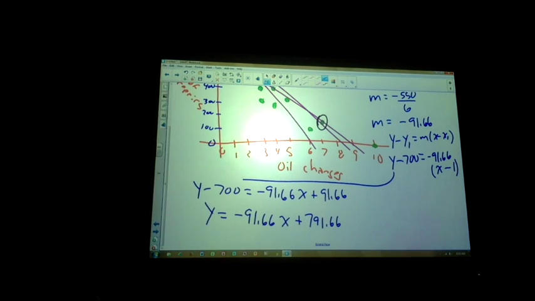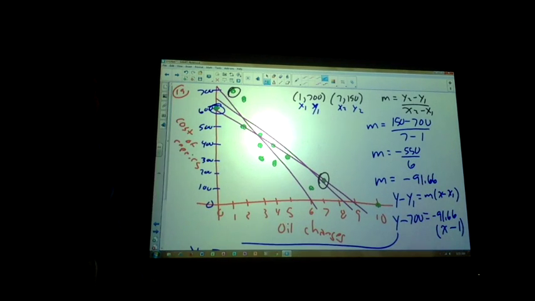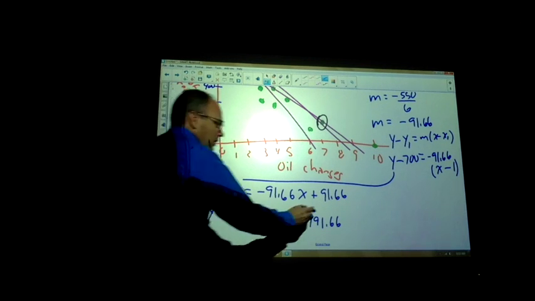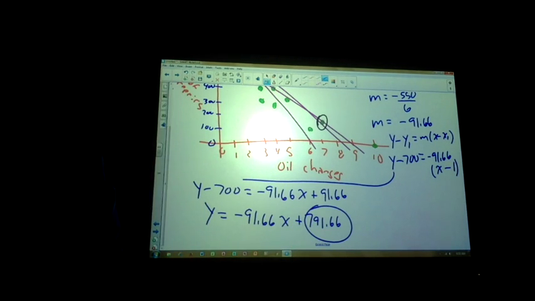What does the Y-intercept mean in the context of this problem? Don't get stuck going, oh, we know what the Y value is, it's here. That's what our data states, but it does not state what our Y-intercept means. This means that by looking at our data and figuring out the line of best fit using the equation, if I don't ever get my oil changed on my car, I'm going to have $791.66 of repairs. Don't take the data point as the Y-intercept. Make sense?